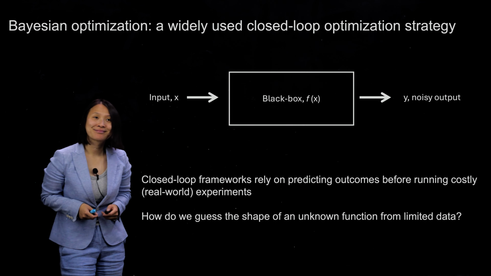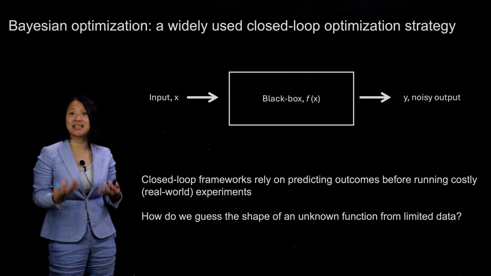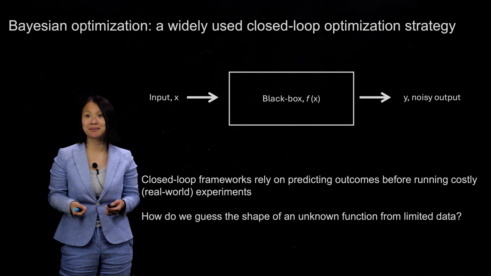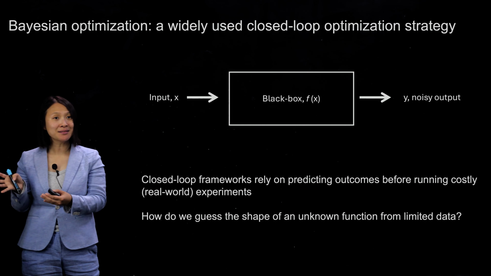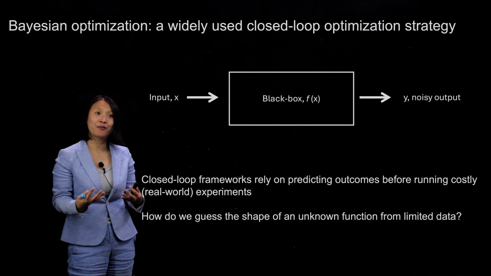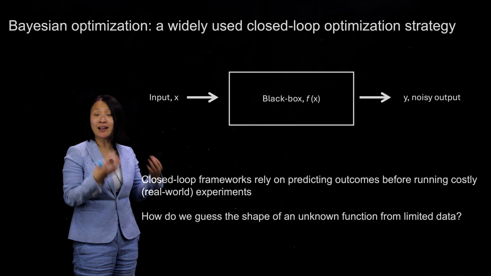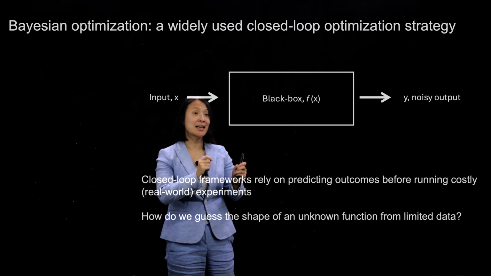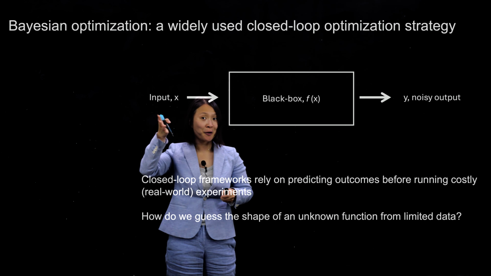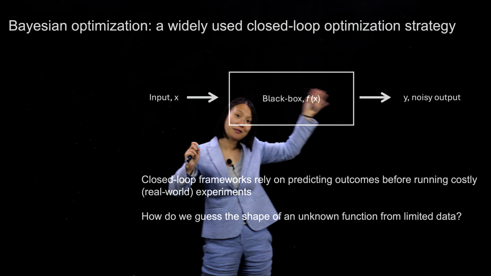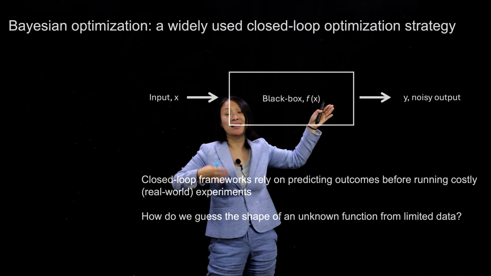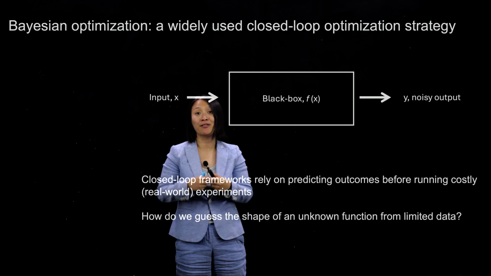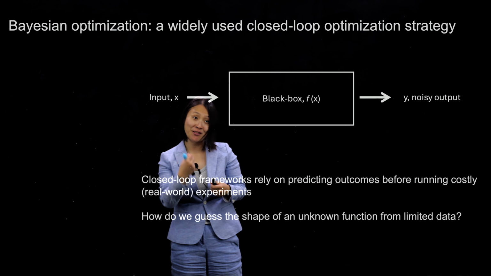Let's dive in. So we were talking about Bayesian optimization, which is a widely used closed-loop optimization strategy. We use Bayesian optimization because it's very powerful to fit and optimize a black box function, and that allows us to link the input parameters of our experiment with the output. In this case, often we have a small data set, and we may also have very noisy observables.